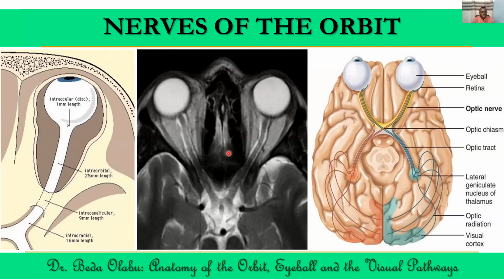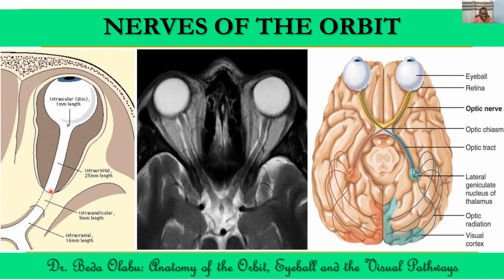How about the nerves in the orbit? We can start with the optic nerve, the second cranial nerve. The optic nerve comes from the retina. So it's the main sensory nerve of the retina, carrying visual impulses, that is, spatial sensation. We can describe the optic nerve as having 4 parts. The shortest part is the part passing through the sclera. We call that the intraocular part, about 1 millimeter long.